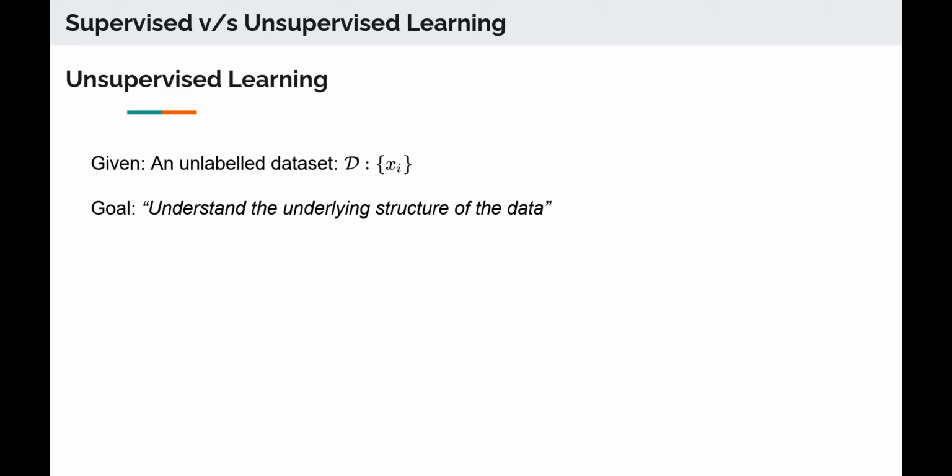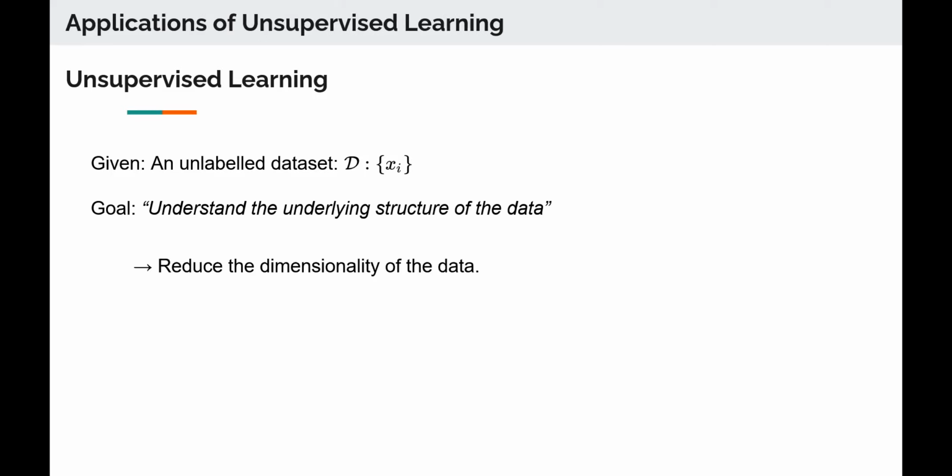Okay, so we have a lot of images, but what can we do with this? Can we do something useful with this? Unsupervised learning says, okay, let me try to understand the underlying structure of these images. This is a very vague statement, but it allows for different interpretations. One interpretation is that one can reduce the dimensionality of the images. Let's say we start with images that are 100 by 100 pixels. So now we have 10,000 dimensional images.